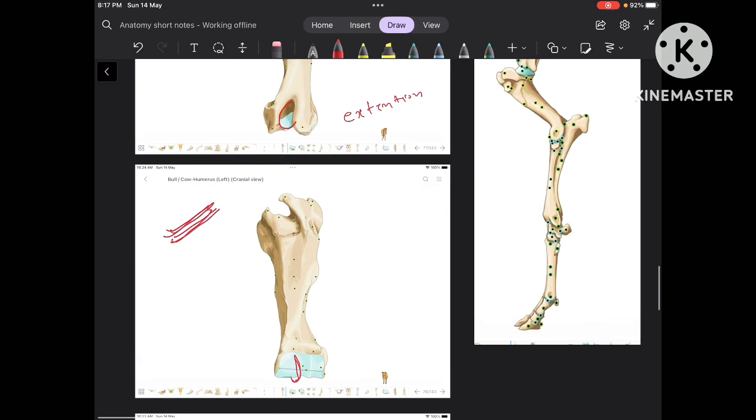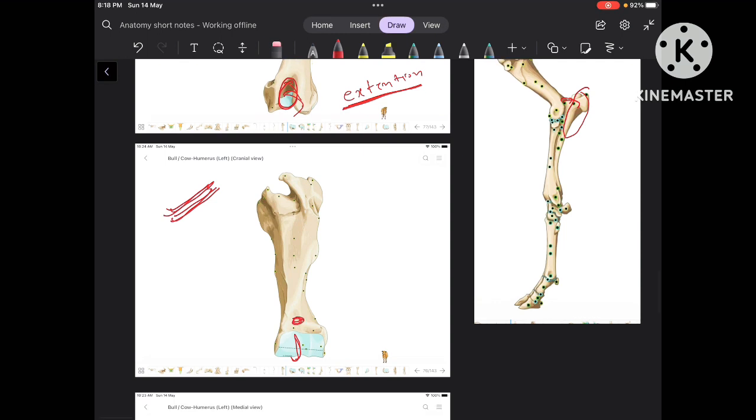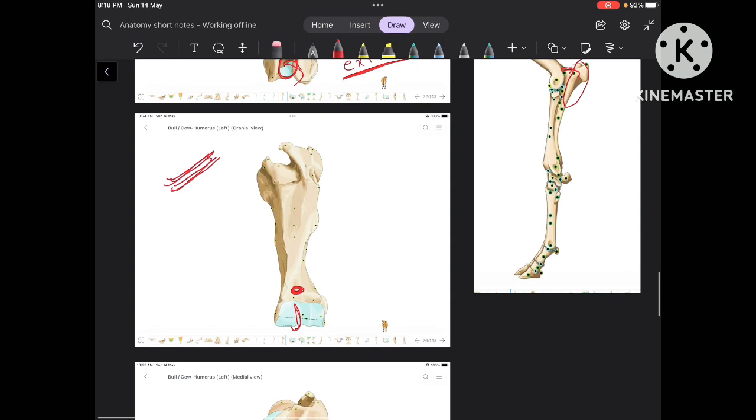This is the olecranon fossa. In the olecranon fossa, the anconeus process of the ulna is received during extreme extension. This is the coronoid fossa. During extreme flexion, the coronoid process of the radius is received in this coronoid fossa of the distal extremity.